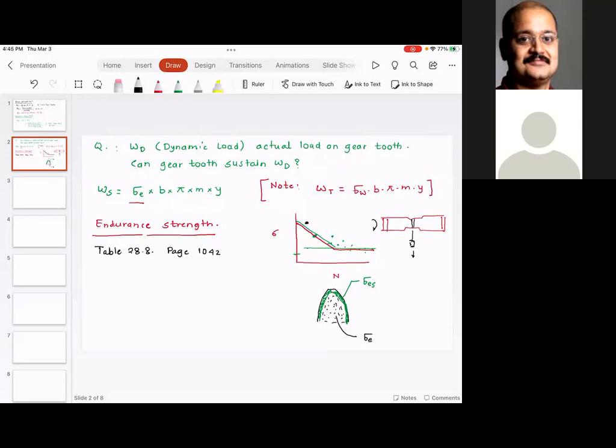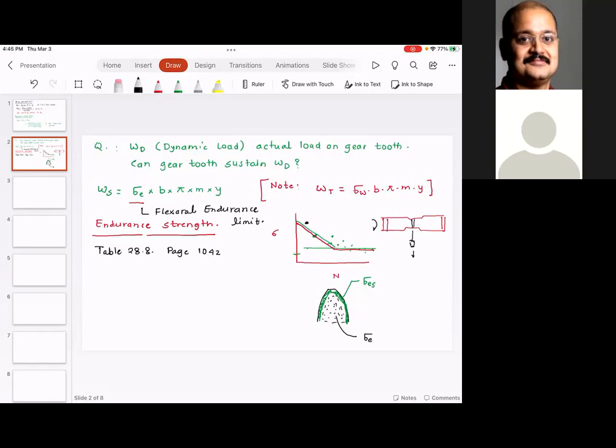So when we are trying to find out the static tooth load, WS, we have to use flexural endurance strength. Flexural means flexing, which is bending, which is core, because it's a core phenomenon. So WS, sigma S, comes from sigma E, which comes from table 28.8. So this is the flexural endurance limit or stress. So please be careful of that.